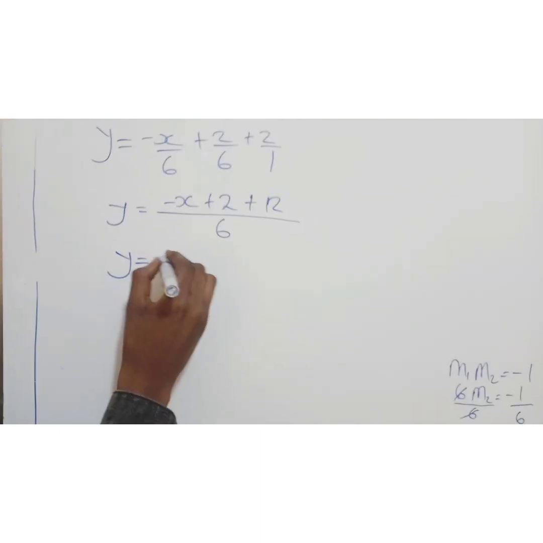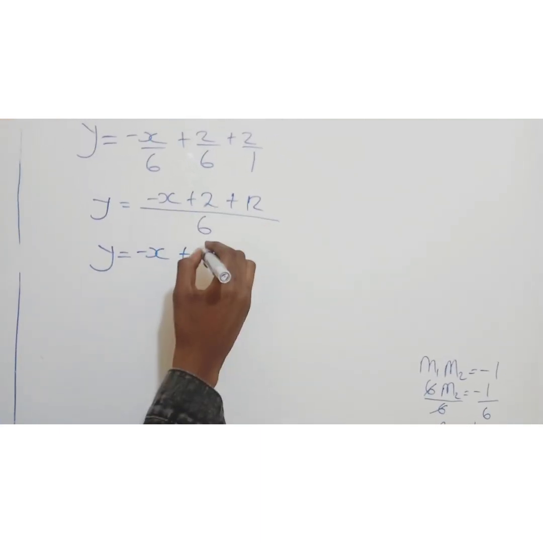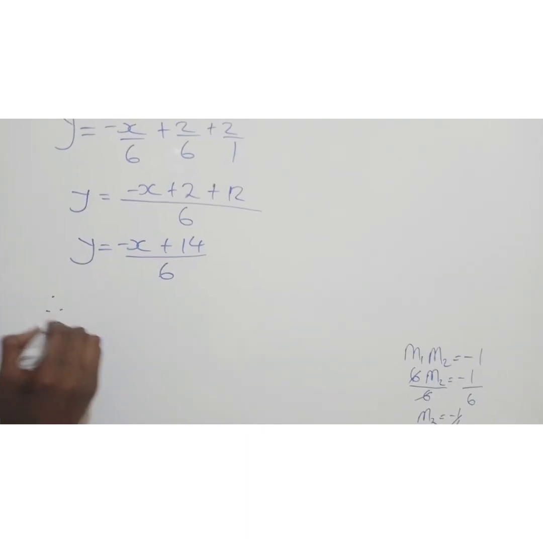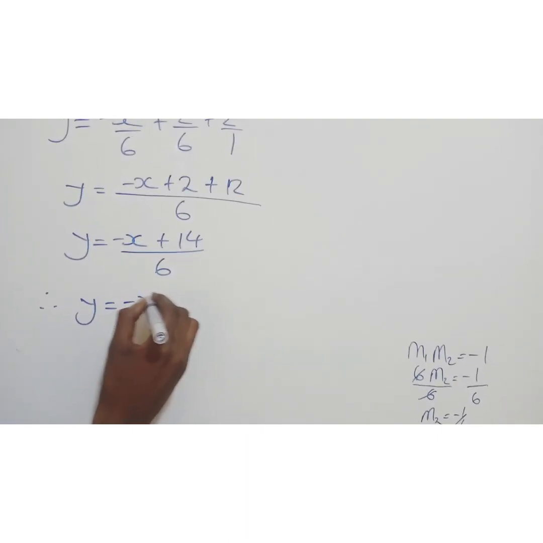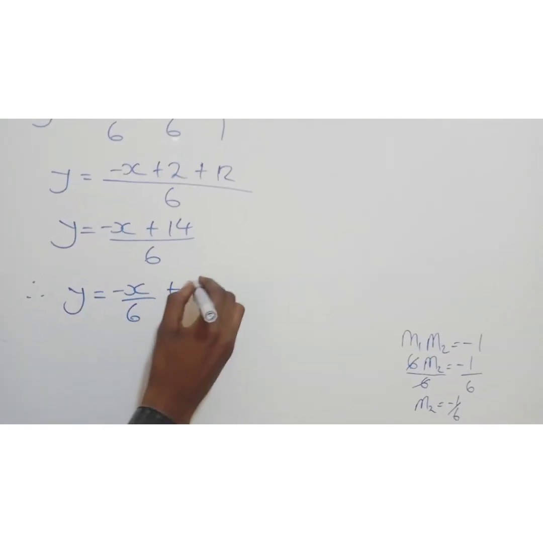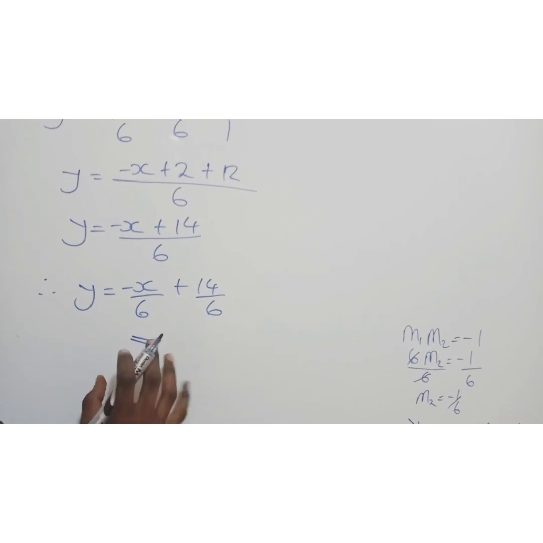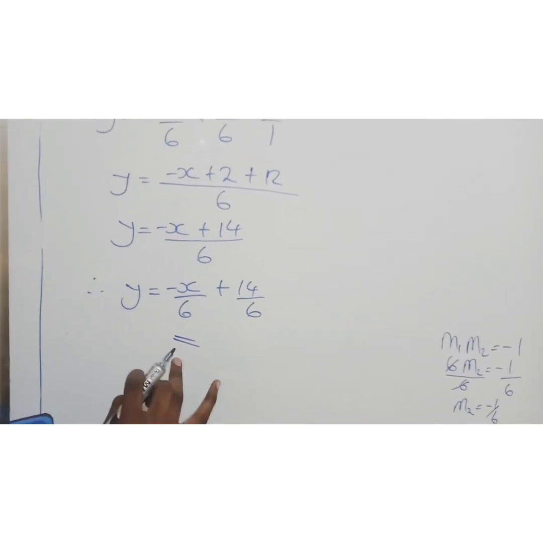So y is equal to negative x plus, this will give us 14 over 6. So therefore, y is equal to negative x over 6 plus 14 over 6. So that is it. Just pause the video where you're not clear.